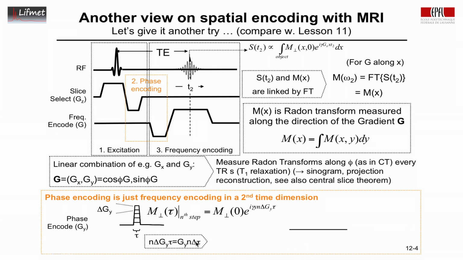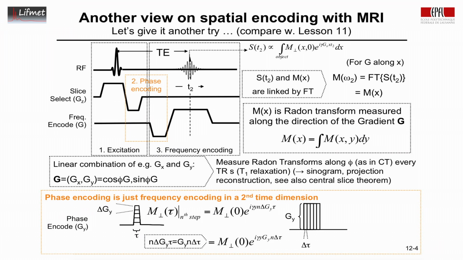What does this mean? For the nth gradient step, we'll start out with the first gradient step. We'll have an amplitude gy, this is the gradient along y, and we'll have a duration of delta tau. If we do now the second step, then we have a duration of 2 delta tau, and 3 delta tau, 4 delta tau, and so on, 5 delta tau here. So it's up to n delta tau.